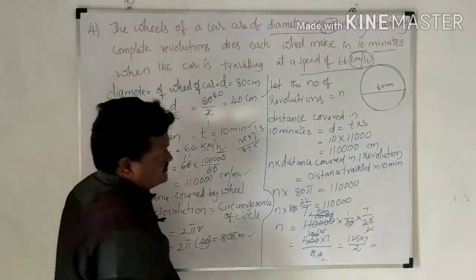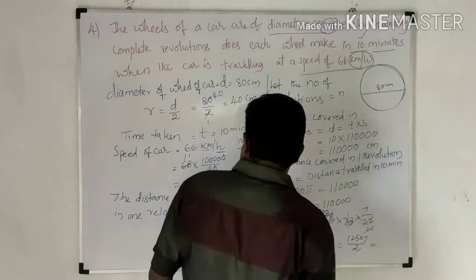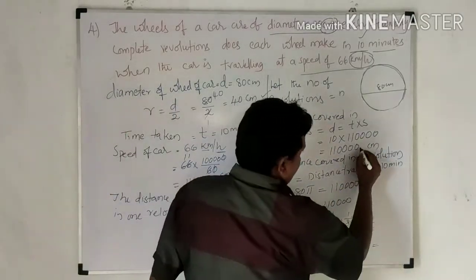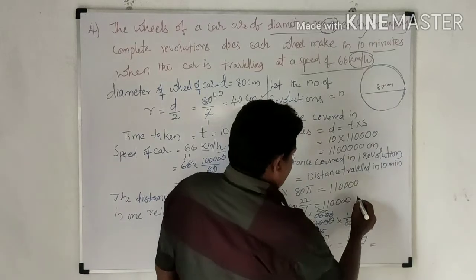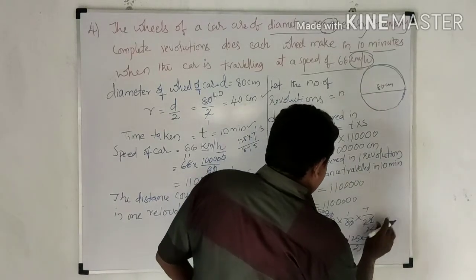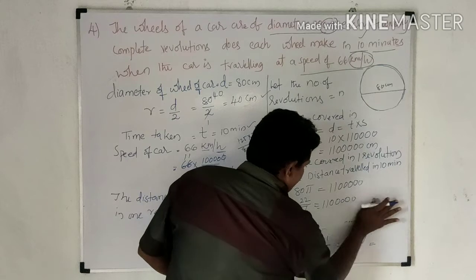Yes, here one mistake is there. That is here 4 zeros. See, this is 4 zeros. Here 1 0 will come again. Here also 1 0, 1 0. We will cancel once again.